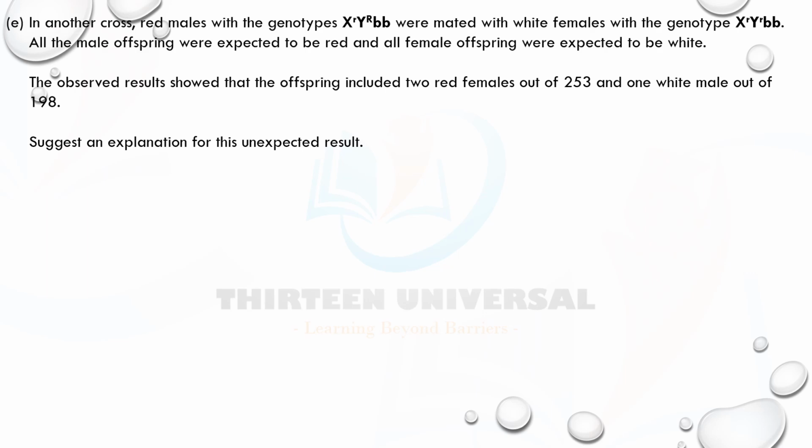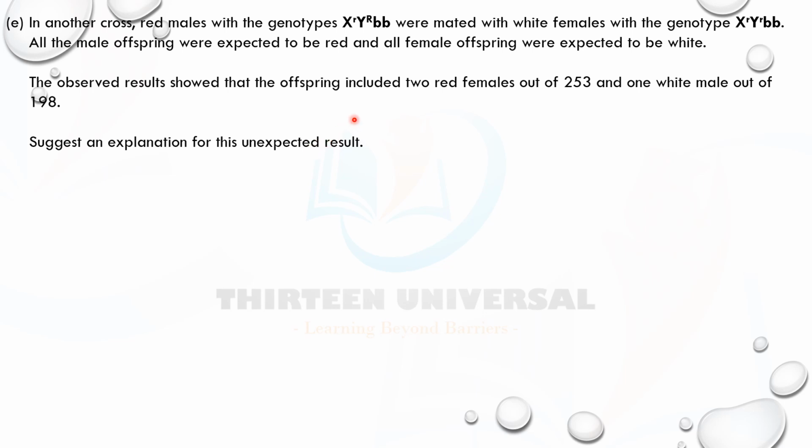That's it. There's another cross: red males with genotype that were mated with white females with genotype. This is red male, no spot, crossed with white, no spot. All male offspring were expected to be red, and all female were expected to be white. The observed results show that the offspring included 2 red females out of 253 and 1 white male out of 198. So, an explanation of this unexpected result.